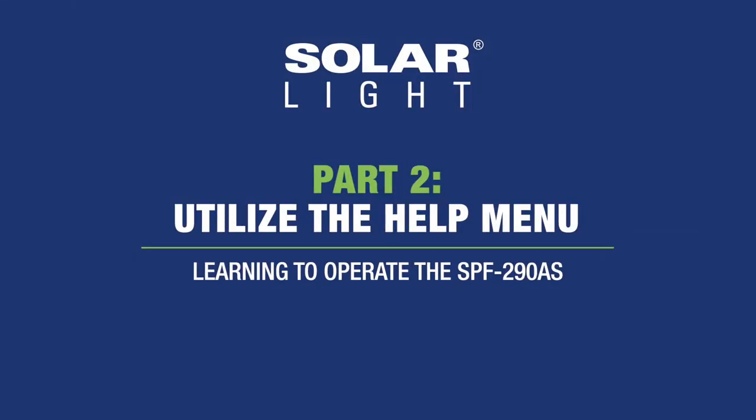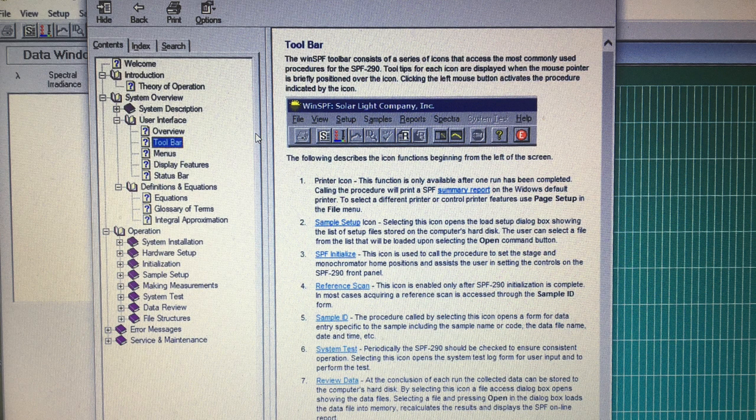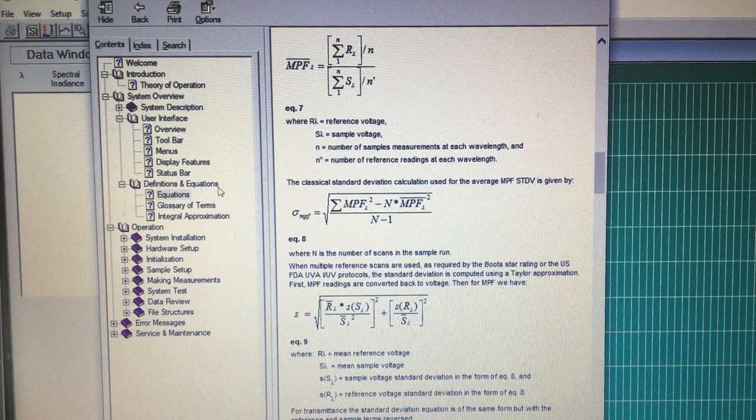Now let's discuss all the ways that the 290AS can aid you whenever you feel stuck or unsure. If you go to our help menu, you'll find a universe of information and support at your fingertips. Any equation or definition that you may feel reservations about will be detailed and broken down step by step.